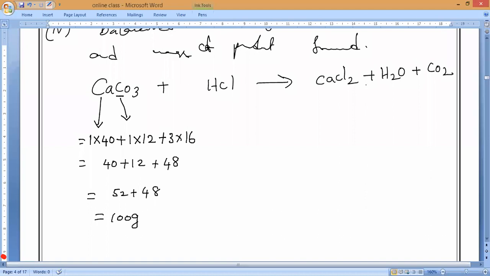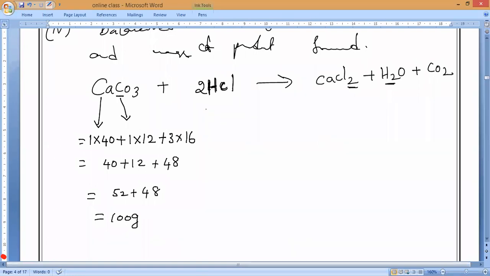Now HCl. Balanced equation. Tell me the balanced equation. 2 HCl. Yes or no? 2 HCl, just now I told you. Yes or no, guys? Same thing, this is 2 HCl. Just now I taught you, correct? 2 HCl balances the equation. Check it. Because calcium here 2 and hydrogen 2, so we have to keep 2 HCl. Clear, guys?